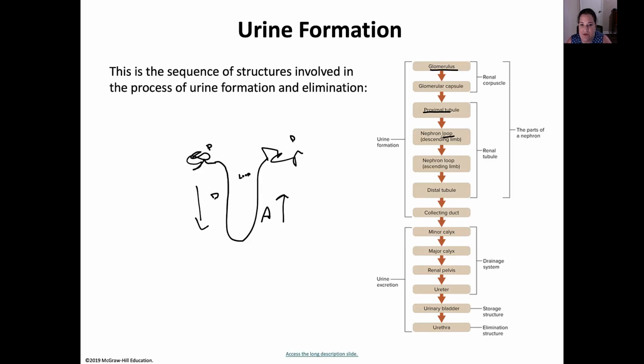So we go from the glomerulus to the capsule, to the proximal tubule, to the loop, descending first, ascending second, to the distal tubule, to the collecting duct, minor and major calyx, renal pelvis. Now we're out of the kidney: ureter, urinary bladder, urethra. Very important, this sequence. We've talked about it, but it's very important. We're going to stop here and we'll continue in the next video.